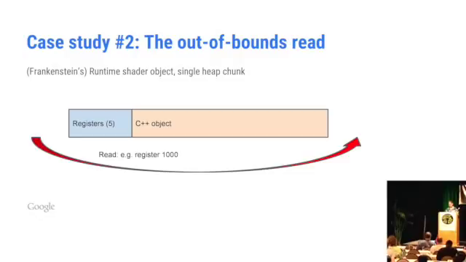So what happens if we read using our corruption primitive register 1000? Well, that's going to go way out of bounds relative to this heap object here, and we'll cross a heap chunk and game over. As we covered earlier, we can't do that. So again, we've just got one other possibility, which is what if we read inbounds?